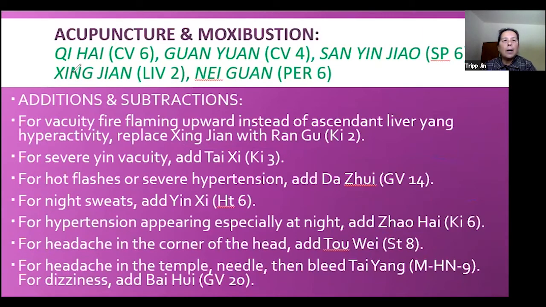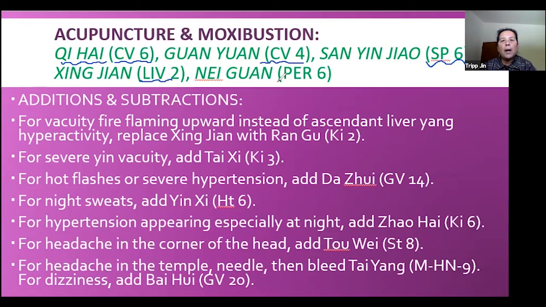Then we're talking about acupuncture treatment. To tonify qi, we go to Ren 6. To generally tonify, Ren 4. To tonify yin, Spleen 6. And to clear some heat from the liver, Liver 2.